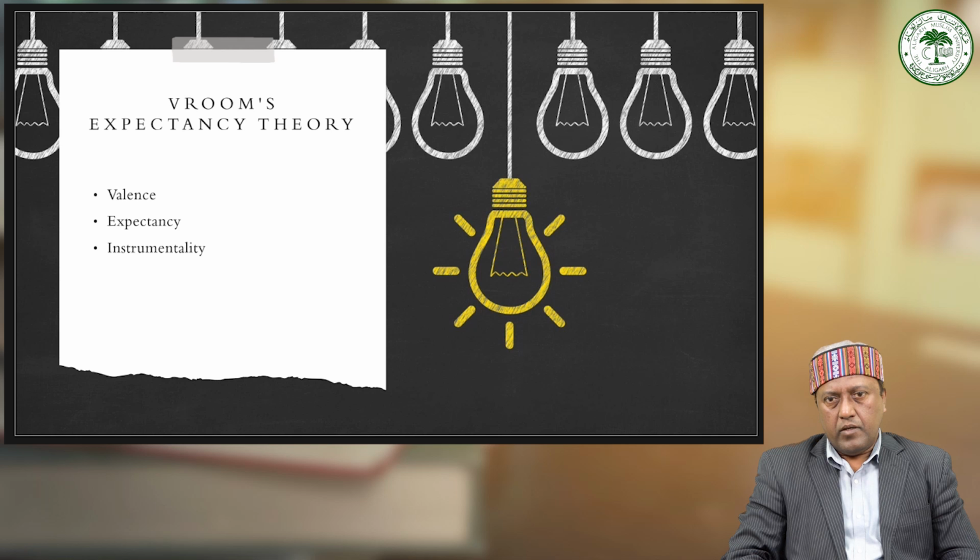This theory assumes that individuals make choices based on their perceptions of the extent to which their efforts will lead to desired outcomes. In other words, people are motivated to act in ways that maximize positive results and minimize negative consequences. The components include valence, expectancy, and instrumentality. So we'll just see one by one.